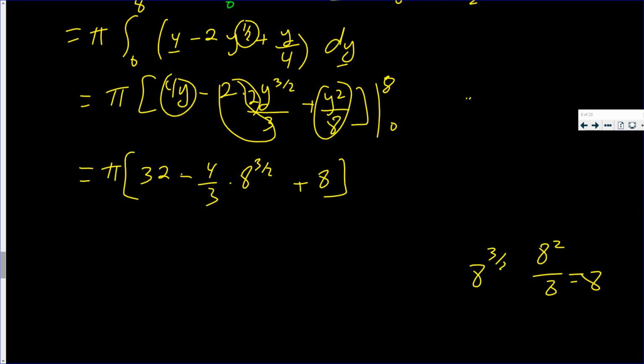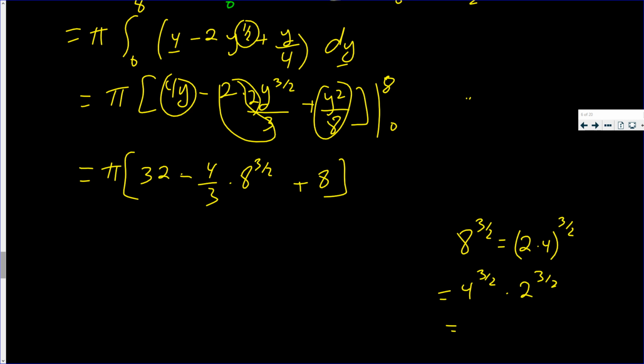Okay, let us see how we can simplify that a little bit. You have 8 to the 3 halves, but 8 is 2 times 4, so 4 to the 3 halves. Now I'm going to write the 4 first, sorry. So that's 4 to the 3 halves times 2 to the 3 halves. Now, what times itself 2 times gives us 4? 2. Cube the 2, you get 8. Well, what do you multiply by itself 2 times to get 2? And the answer is the square root of 2.